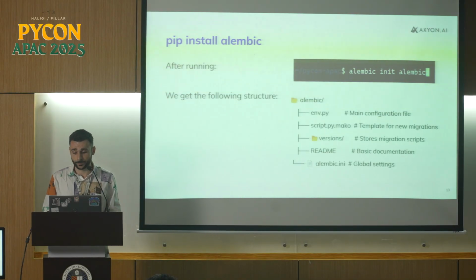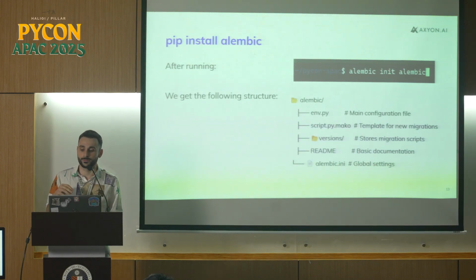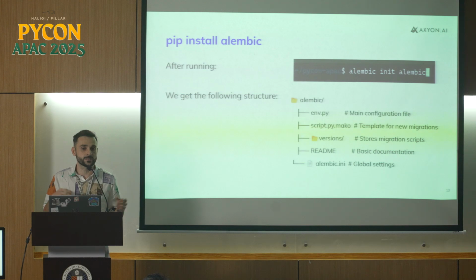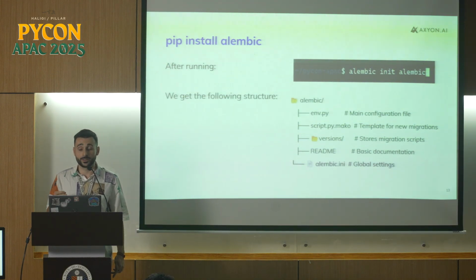And you will see several files and folders in your project. So we can briefly go through them. On the root level, we have the file alembic.ini, where you set up the driver of your database. It can be Postgres, MySQL, Snowflake, whatever you can think of, and the credentials of your database.